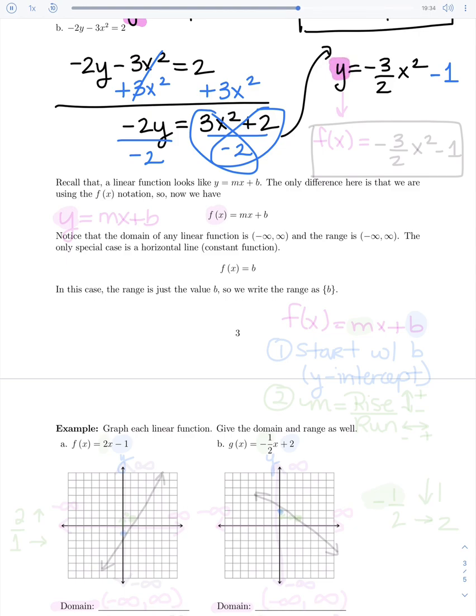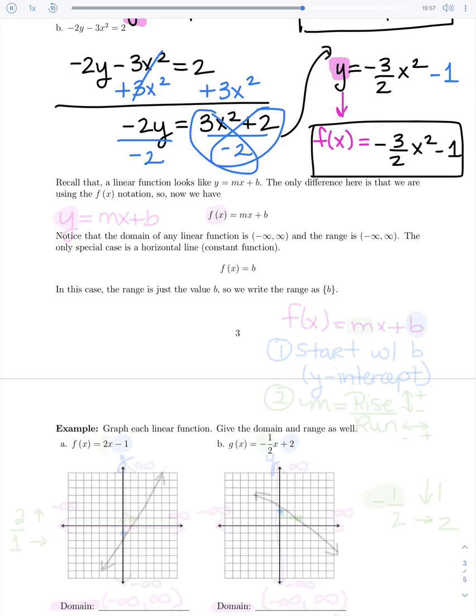We just need to give it the fancier notation instead. So replace the y with f of x, and leave everything else the same. So we'll leave it as negative 3 halves x squared minus 1, and that's our function notation. We're done. This last thing that we want to do is actually graph lines.